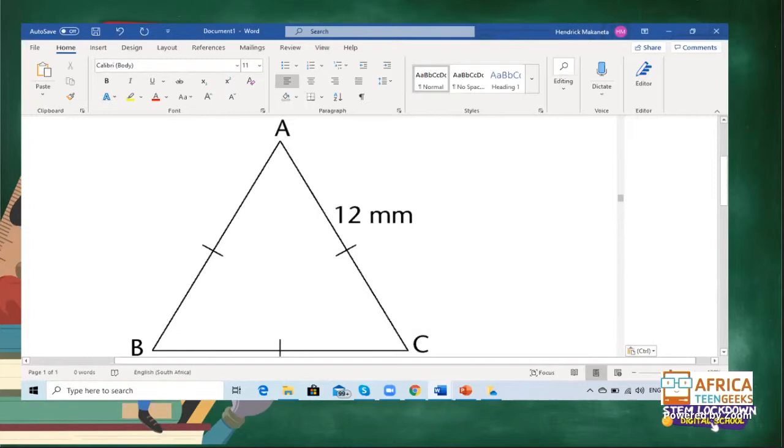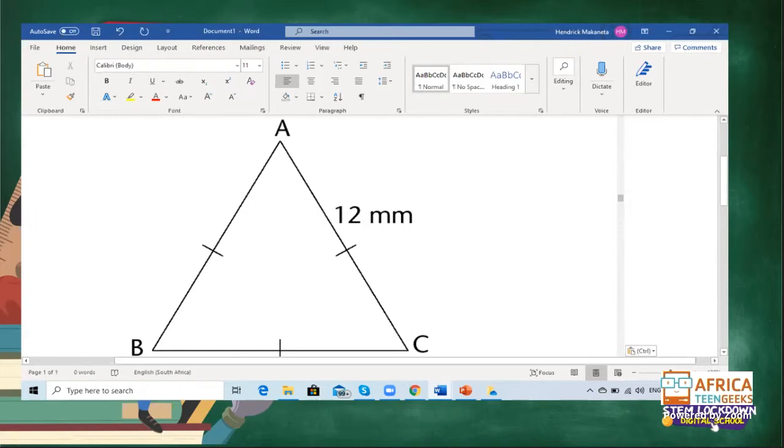Just an additional question, how do you know that all sides are equal? Those strokes, the lines. Exactly, those small lines. The small lines between A and B, between B and C, and between A and C mean that the lines are equal. Now that you know that this is the equilateral triangle, can you now calculate the perimeter of that triangle? It's 36 millimeters.